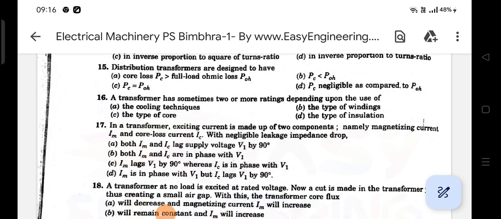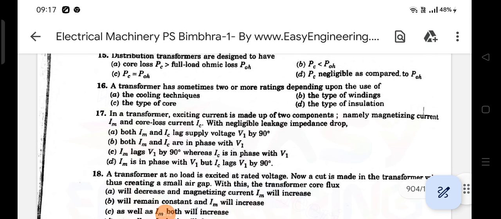Next, a transformer has sometimes two or more ratings. Practically, the transformer ratings are designed, for example, let us consider 10 by 16 MVA. That means the transformer can be used for 10 MVA rating as well as 16 MVA rating. The rating will be improved by using a cooling technique. That means the 16th question answer is the first one. Cooling will always improve the rating of the transformer.